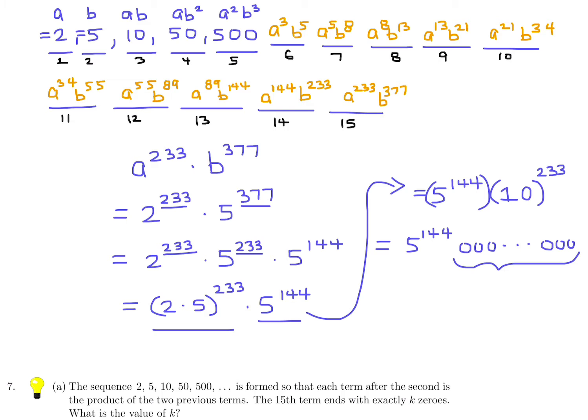And how many zeros do we have? 233 zeros. So if you rearrange it, you'll be able to figure out how many zeros there are without having to calculate this big long number. So they basically are saying that exactly k zeros is what this term ends in. What is the value of k? Well, k is equal to 233.